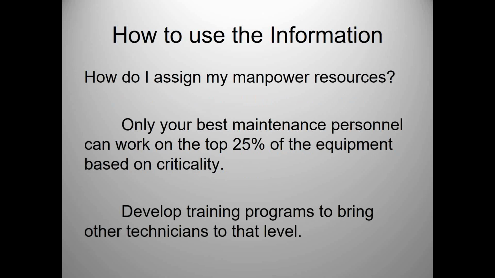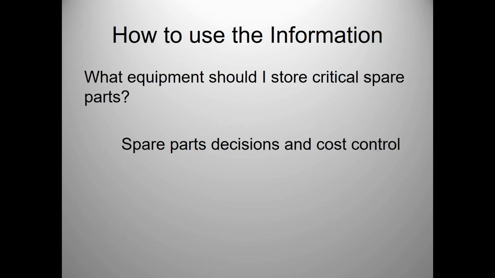How do you assign manpower resources? Let's say you have work orders. Work orders need to have an A, B, C criticality. So this sometimes lets you know what work orders you need to get done because it's A critical. What about using your best maintenance personnel or your most highly trained personnel in the top 25% of all of your equipment based on criticality? And then we can develop training procedures to bring the other technicians up to that level. So again, do you want a lower skilled maintenance person working on your high critical equipment? Maybe not, depending on the industry.